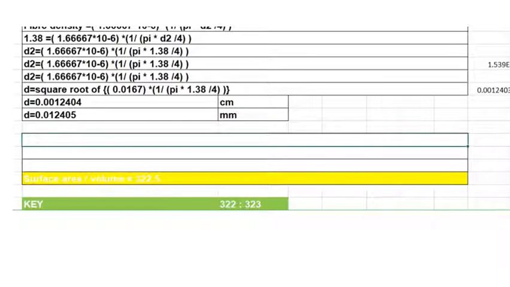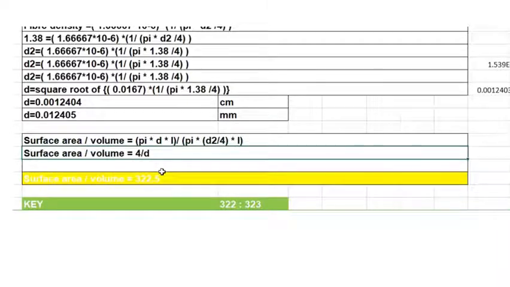Now let us come to surface area and volume. The question asked is surface area divided by volume. Surface area is pi d into L, so circumference into length is your surface area. Divided by pi d square by 4 into L, which is the cross-sectional area into length, the volume. Now by cancelling, we get surface area by volume is equal to 4 by d.